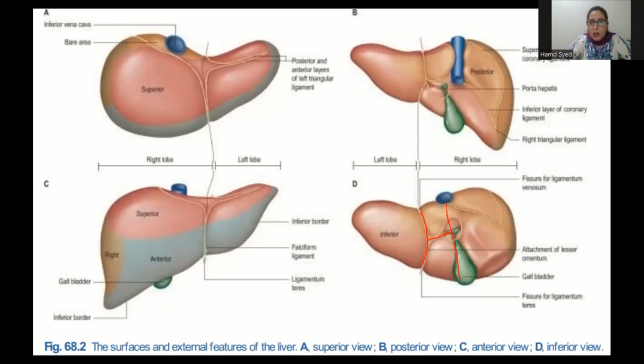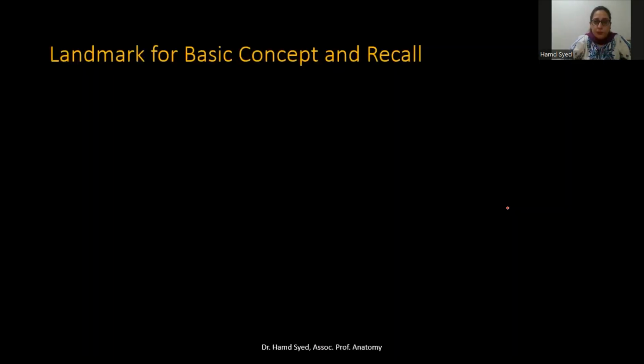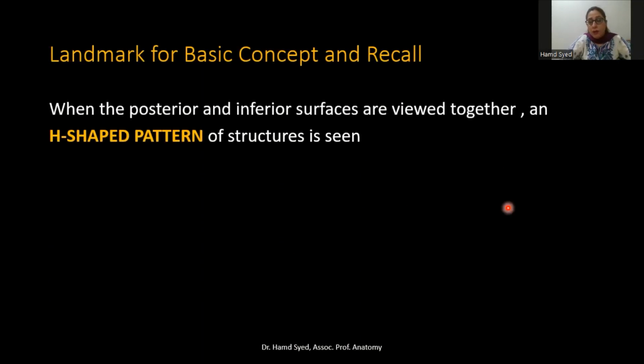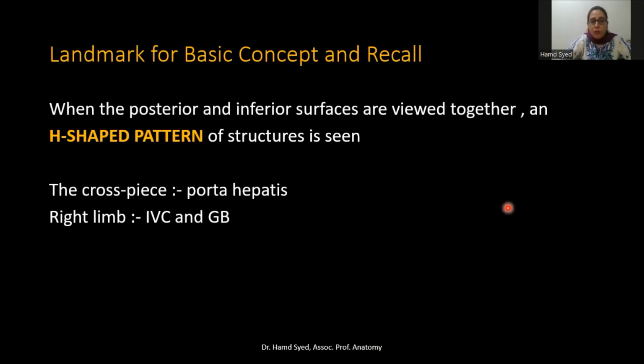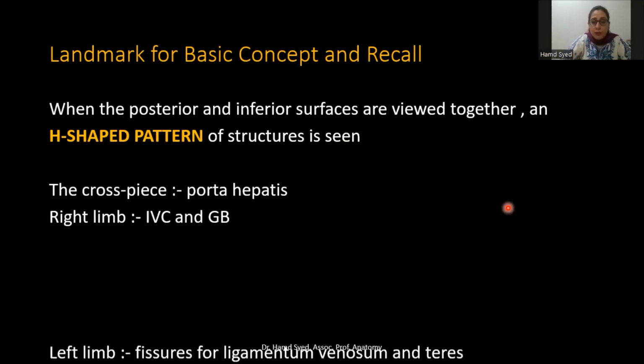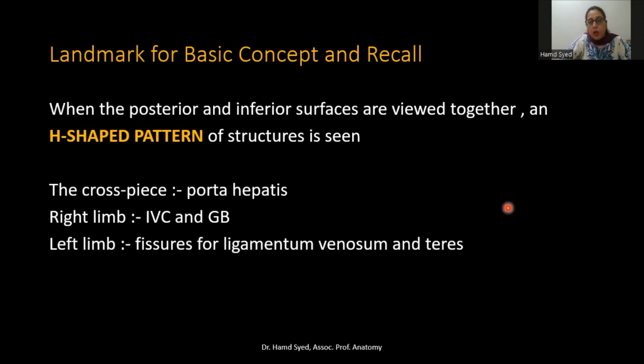So this is an H, and remember, this H is a landmark on the visceral surface of the liver. If you understand this landmark, then the anatomy of the liver can be very easily understood and a concept can be developed. So the basic concept is this H-shaped pattern on the visceral surface, where the crosspiece of the H is the Porta Hepatis, the right limb is formed by the inferior vena cava and gallbladder, and the left limb is formed by the fissures for ligamentum venosum and teres. This is just what I drew for you on the inferior view of the liver.